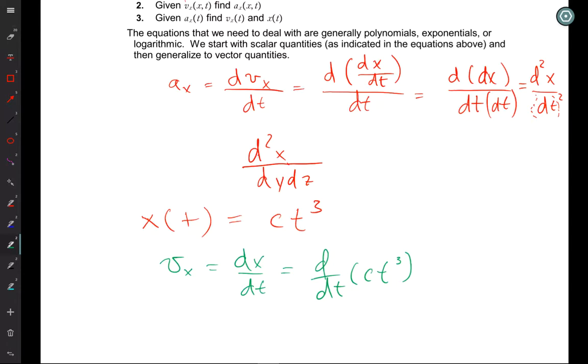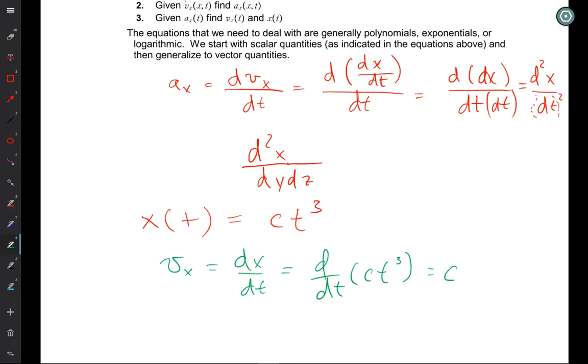I have c. What do you do with the constant when you take a derivative? It doesn't change, right? By definition of constant. So it just moves through. It's not affected. So the c is just going to remain as is. But then time is the variable that's changing. And so I have the derivative of time cubed with respect to time.